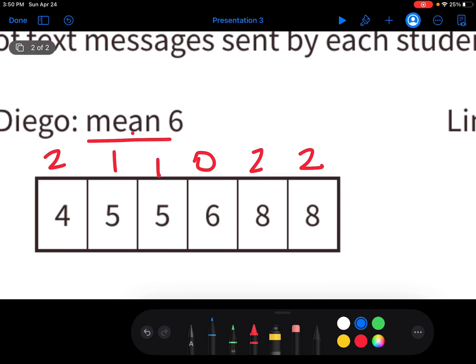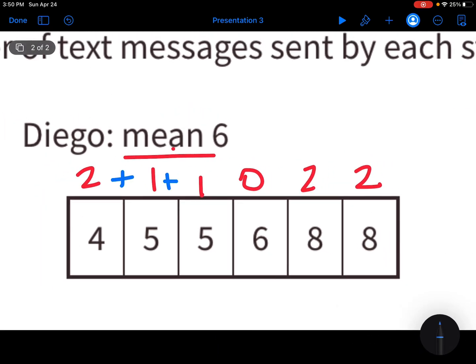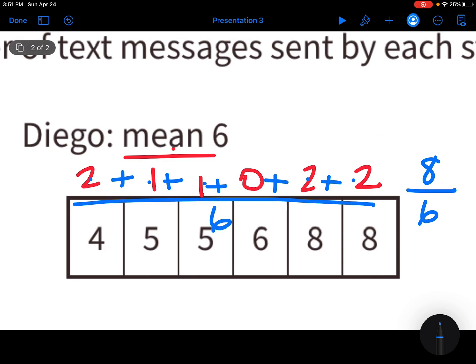Then I'm going to add up the numbers and divide by how many numbers there are. So 2 plus 1 is 3, plus 1 is 4, plus 0 is 4, 6, 8. So I have 8, and I'm dividing all of that by 1, 2, 3, 4, 5, 6. 0 is a number, so I'm dividing by 6. I take out my calculator and do 8 divided by 6, and I get 1.3 repeating. So my mean absolute deviation is 1.3 repeating.